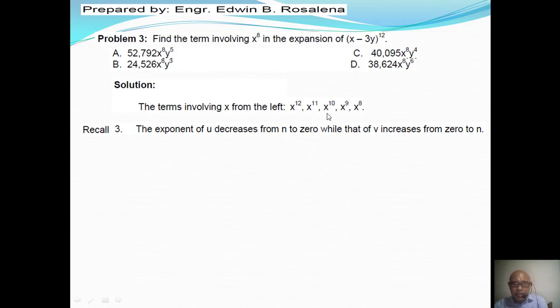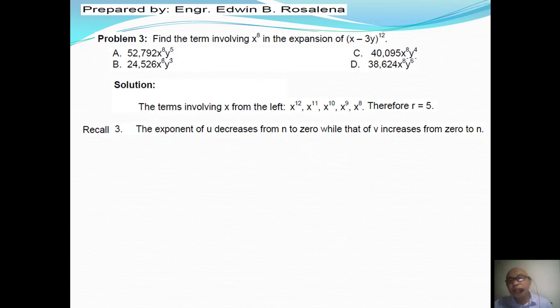Yung kasunod, x to the 10. Yung kasunod, x to the 9. And yung kasunod, x to the 8. And this is what we look for. Find the term containing x to the 8. So, bilangin natin, 1, 2, 3, 4, 5. So, meaning, the term involving x to the 8 is the fifth term. So, r here is equal to 5.